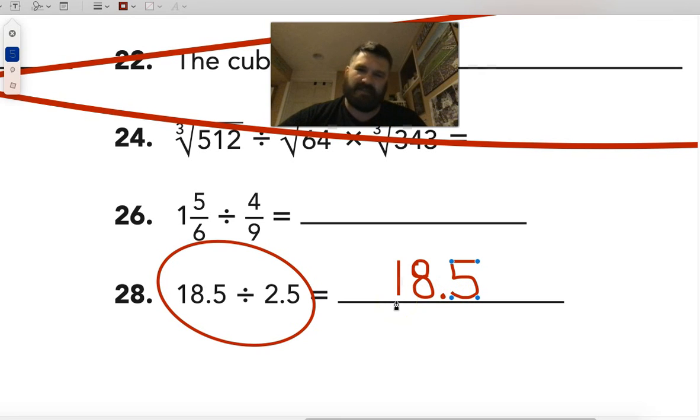You gotta set these up. You gotta set yourself up from the beginning. This is 18.5, 18 and 5/10, 18.5, whatever you want to call it, divided by 2.5. Okay, that means you're putting this divided by, and then having 2.